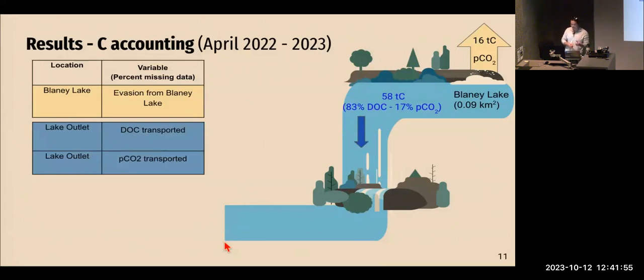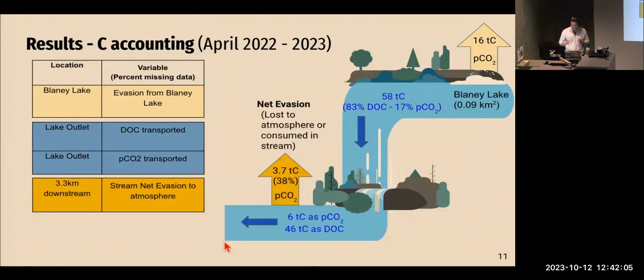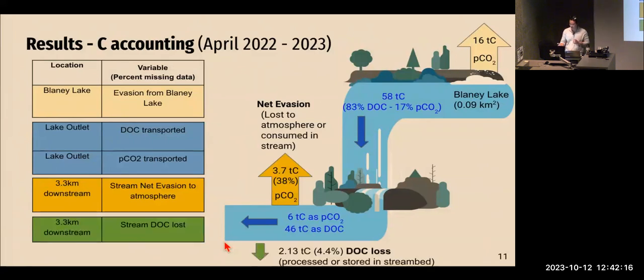it carries 58 tons of aquatic carbon, 83% of which is DOC, dissolved organic carbon, and 17% is dissolved CO2. And as the water travels downstream for 3.3 kilometers, it loses 38% of the transported dissolved carbon that left the upstream site, as well as 4.4% of the DOC. This is likely due to in-stream microbial processing or it's being stored in the stream bed.